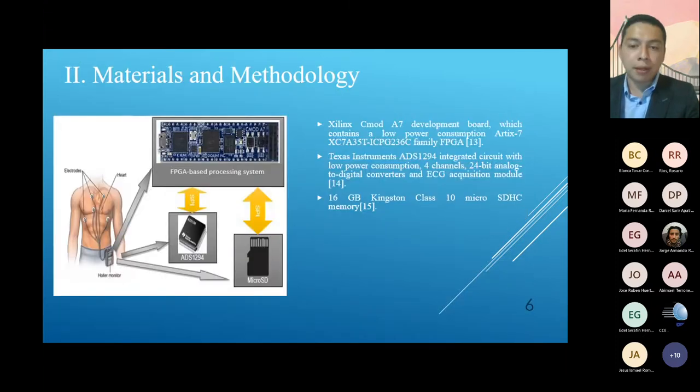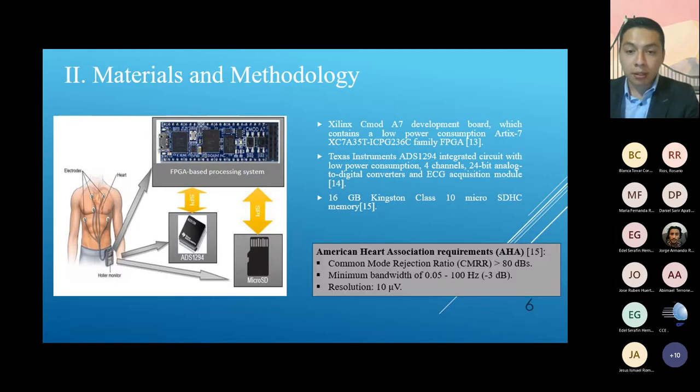Materials and methodology. Three main elements were used for this work. We use a Xilinx CMOD A7 development board, which contains a low power consumption Artix-7, a Texas Instruments ADS1294 integrated circuit with low power consumption, 4 channels for the acquisition and 24 bits analog to digital converter, and specific modules for the ECG acquisition, and a 16 gigabyte SD memory card.